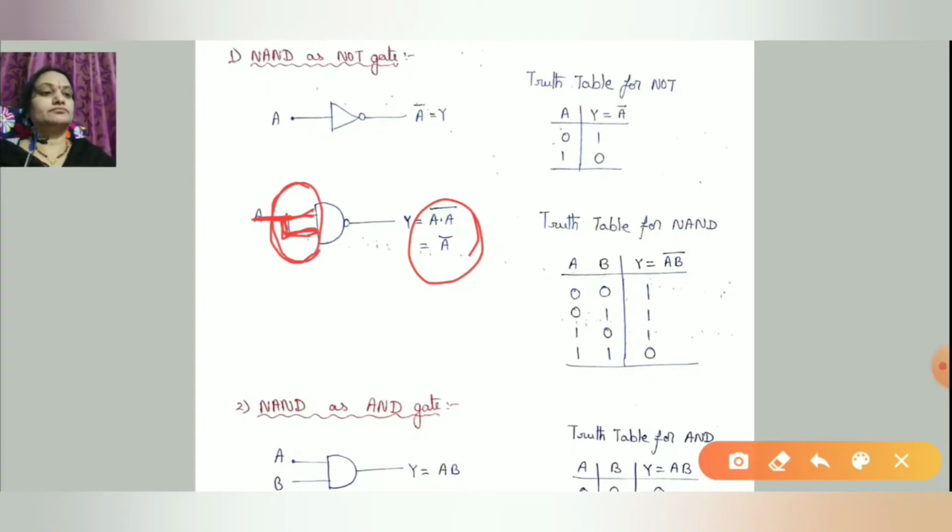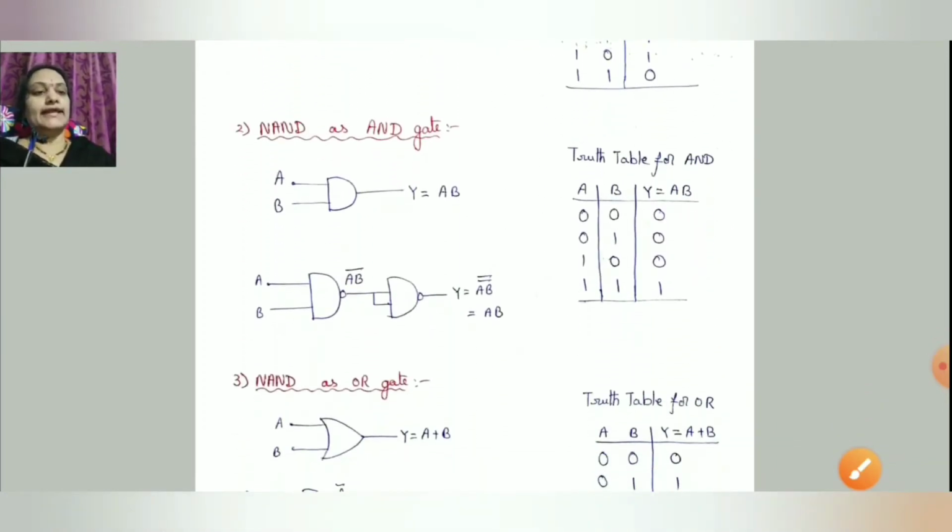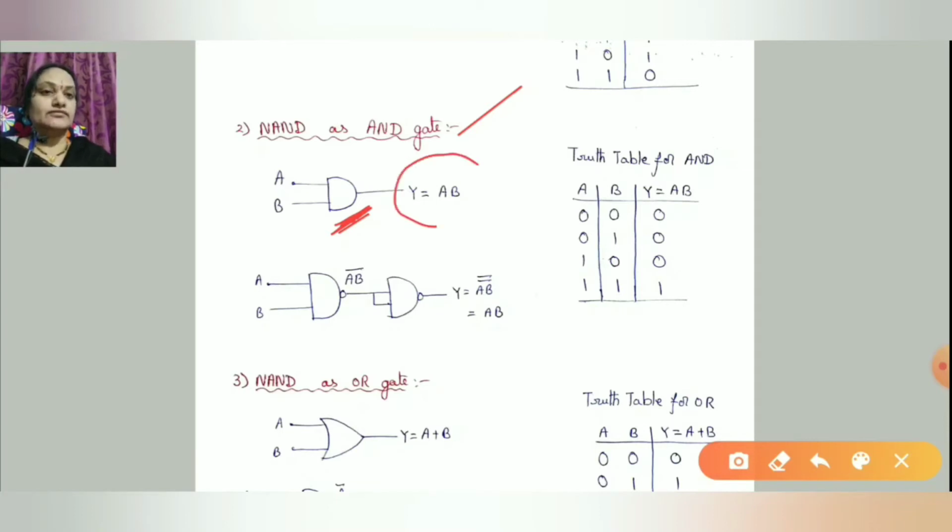Okay. Now let me explain how NAND gate can be used as AND gate. NAND gate as AND gate. So this is the symbol for AND gate. According to the definition of AND gate, the output becomes the product of two inputs.